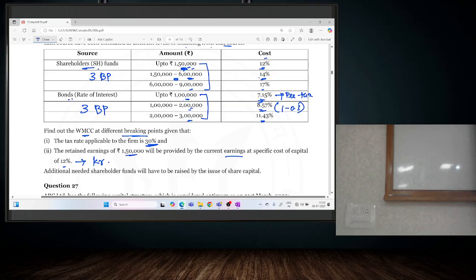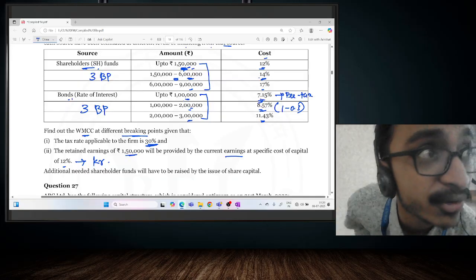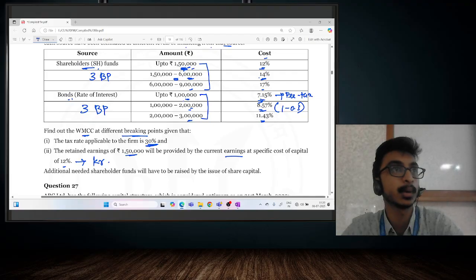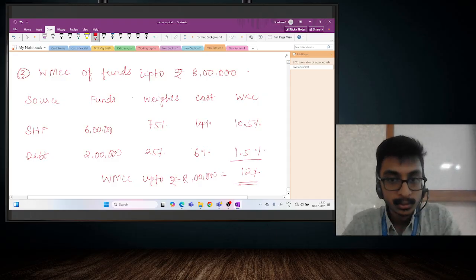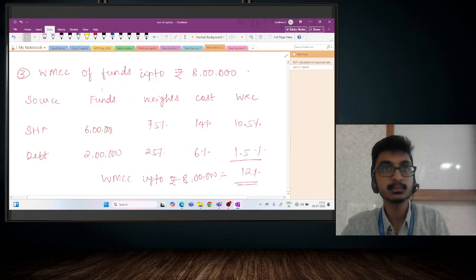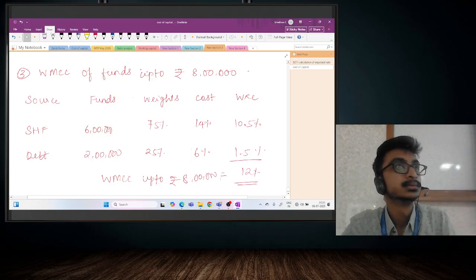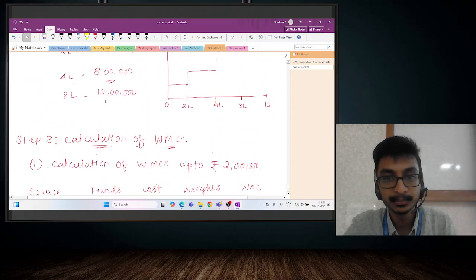Cost of debt, 11.43 into 1 minus 0.3, you should take. So did everyone get 14.75 weighted marginal cost of capital for 12 lakh rupees? Did everyone get it? Is there anyone who wants me to solve, or did everyone get it? 14.75. Everyone got 14.75.